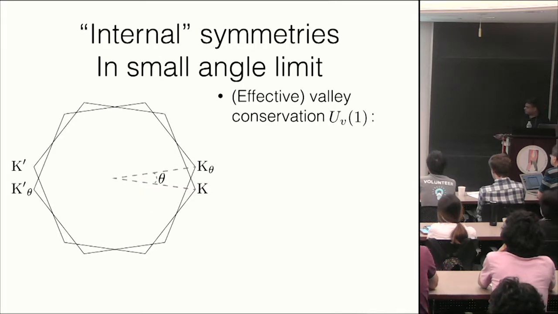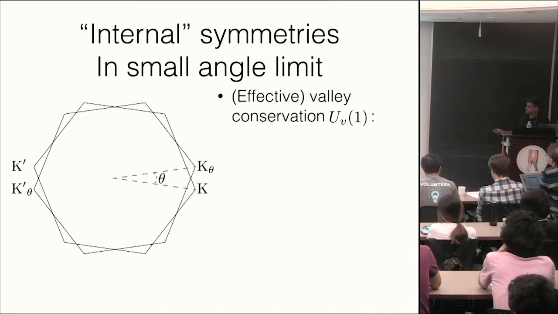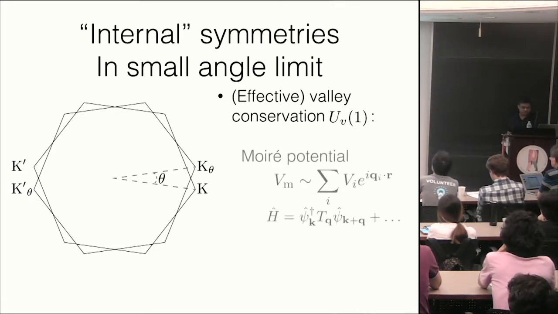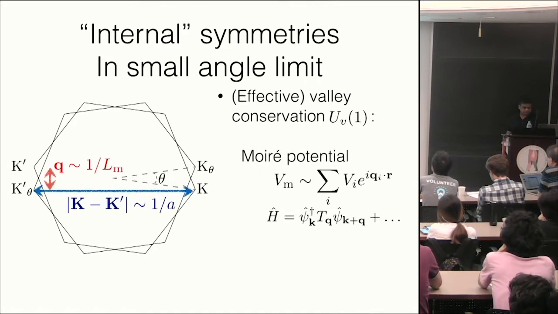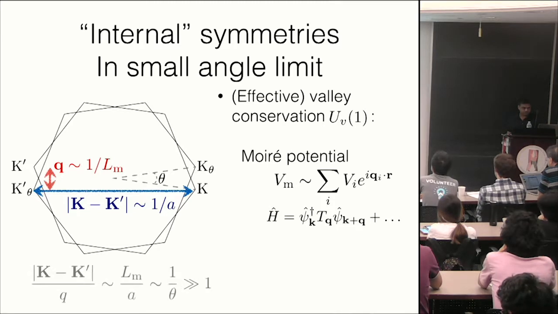I already emphasized this valley conservation, which gives you a U(1) symmetry. The charge number of electrons at each valley is separately conserved, in addition to the total number of electrons being conserved. Because this is a large angle, a large momentum transfer.